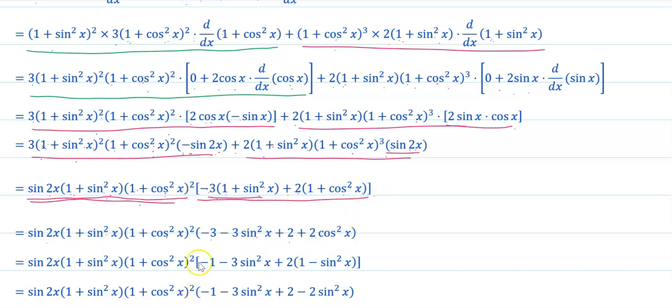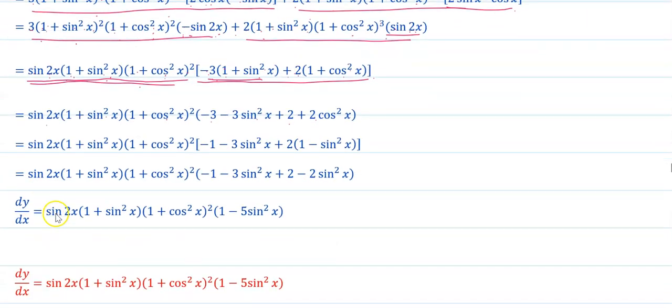Okay, next simplification. Keep this term as it is. Minus 3, and plus 2, you will get minus 1. Minus 3 sin square x, minus 3 sin square x. Now from these two terms, we'll take 2 as common. Then in the bracket you will get 1 minus sin square x. Next simplification, minus 1 minus 3 sin square x.